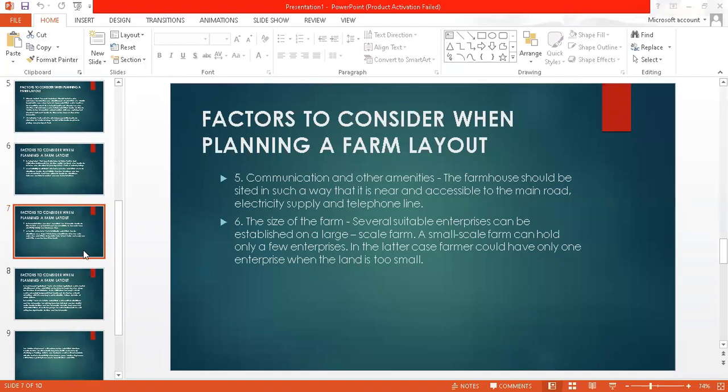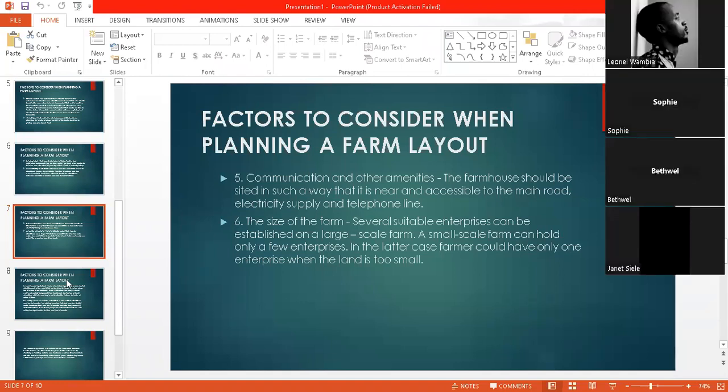Thank you very much, Sophie. The size of the farm should also be considered. When you have a very big size of land, you can arrange it anyhow, probably just because you have land. But when you have small, you need to put more consideration on it.